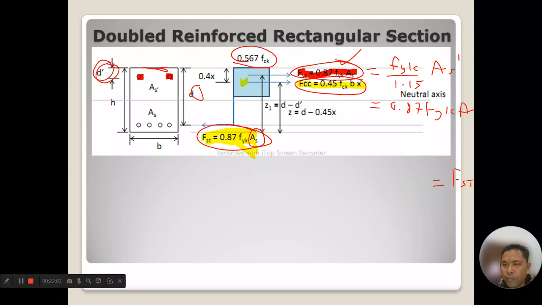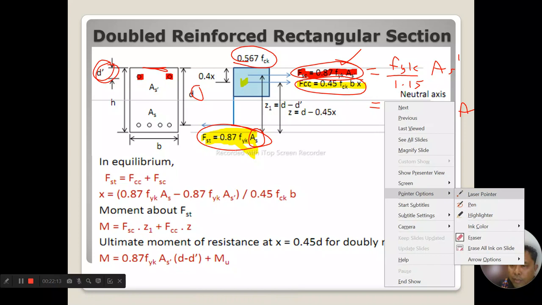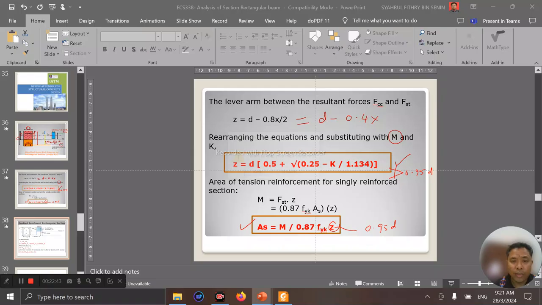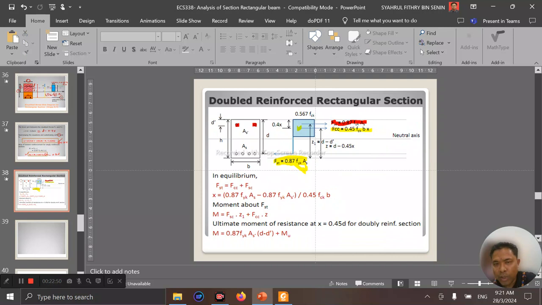So by doing so, I will get something like this, which is our tensile force equal to our compression force. By substituting your FST, FCC, FSC into this equation, at the end of the day you'll get the neutral axis formula. And by taking the moment about the steel in tension, I will get the bending moment from here. Maybe I should show you what I put in. So I have to copy all these pictures, remove all of this, and also remove this one. Okay, I will copy this.